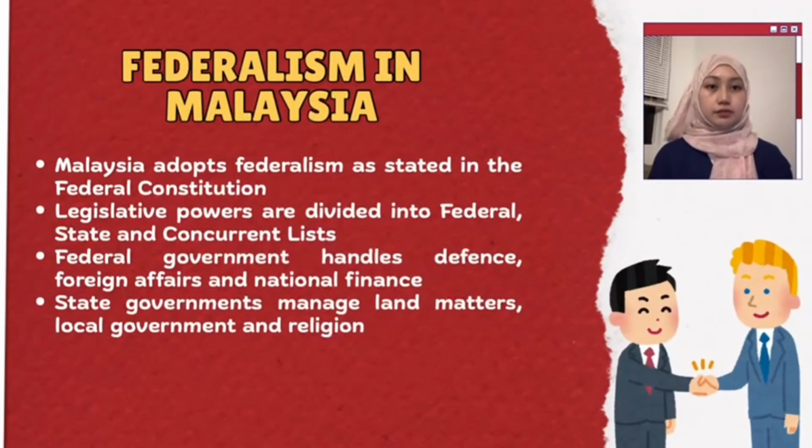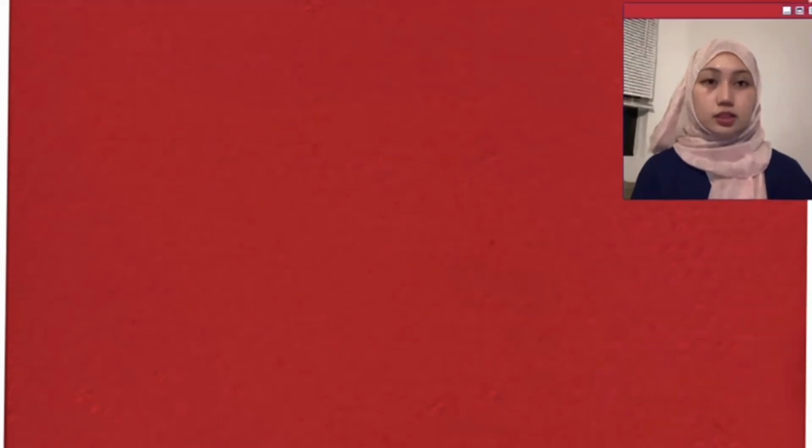Malaysia practices federalism as stated in the federal constitution. Powers are divided into federal, state, and concurrent lists. The federal government handles defense, foreign affairs, and finance, while state governments manage land, local government, and religion.